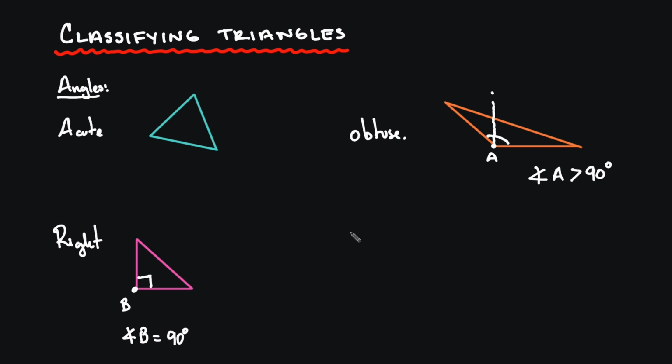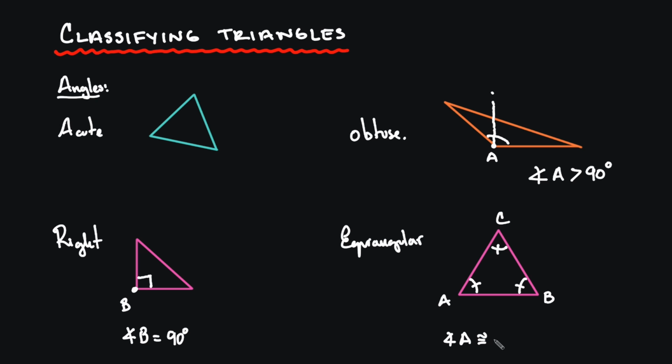The last one is called an equiangular triangle. Equiangular triangles are those, and let me draw it like that, in which all the angles are congruent. So this means that this angle right here is congruent with this one on the left side and this one on the other side. So if all the angles, if A, B, and C are equal, so angle A is congruent with angle B, and it's congruent with angle C, then it's called an equiangular triangle. This is how you classify triangles in geometry.